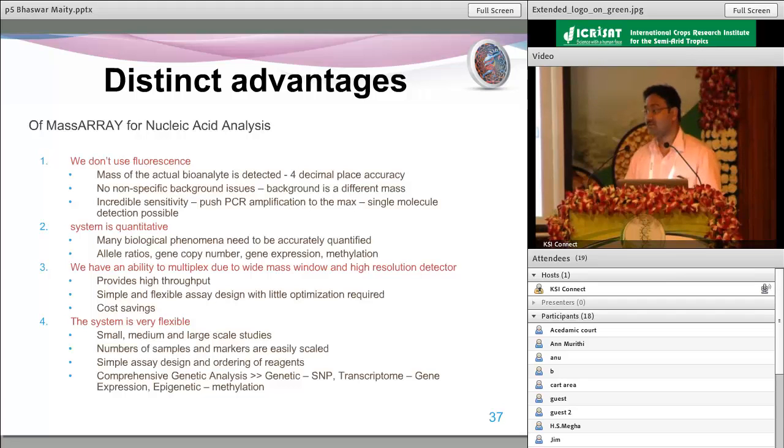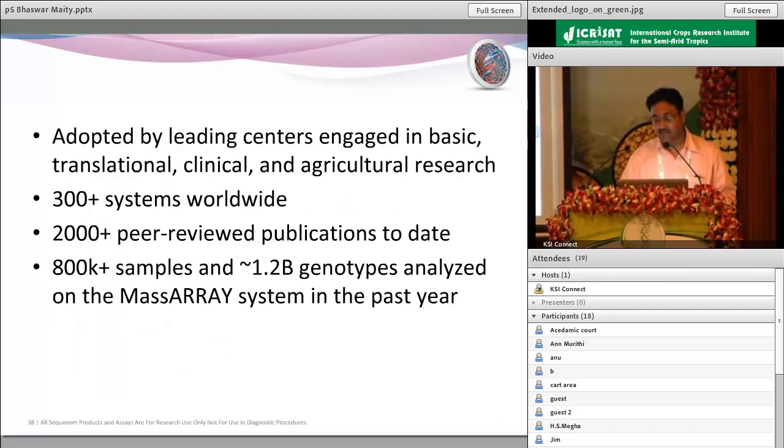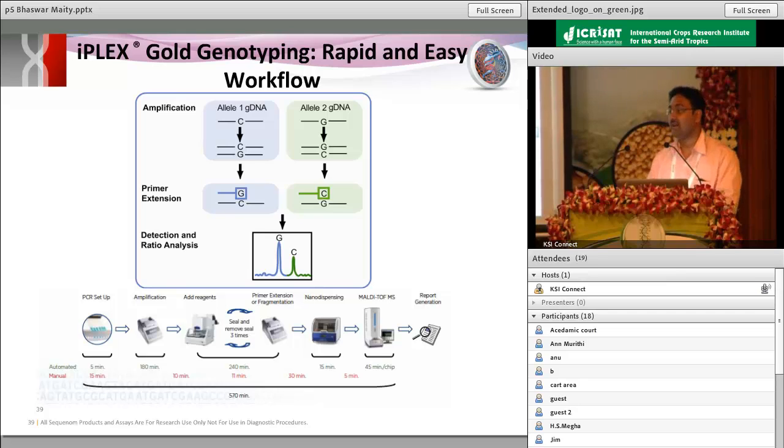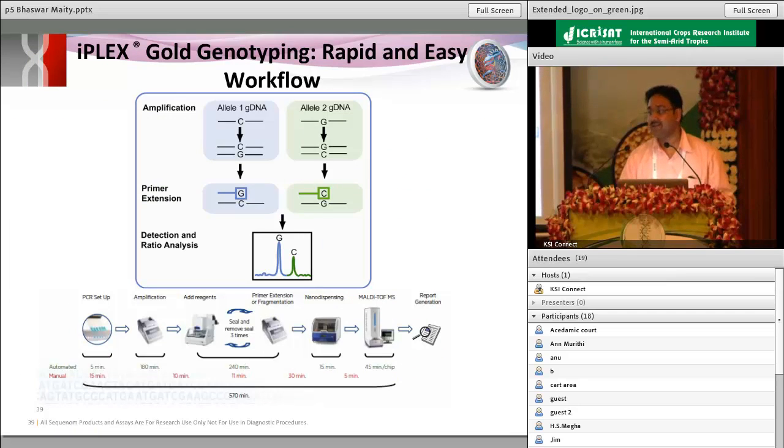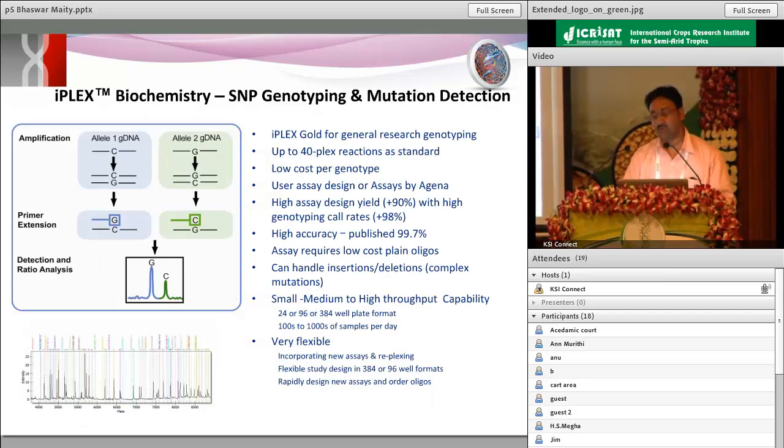The system is flexible. It does not need a specific number of markers or a specific number of samples, so the technology doesn't restrict you to a particular format of 24, 48, 96 or 384. You can choose as many SNPs as possible and as many samples as possible. That flexibility many a time gives you the most ease to take this technology forward. It has been globally used, and there are more than 2,000 publications on MassARRAY, and more than 300 instruments globally where people are using it successfully in multiple applications, including genomics.